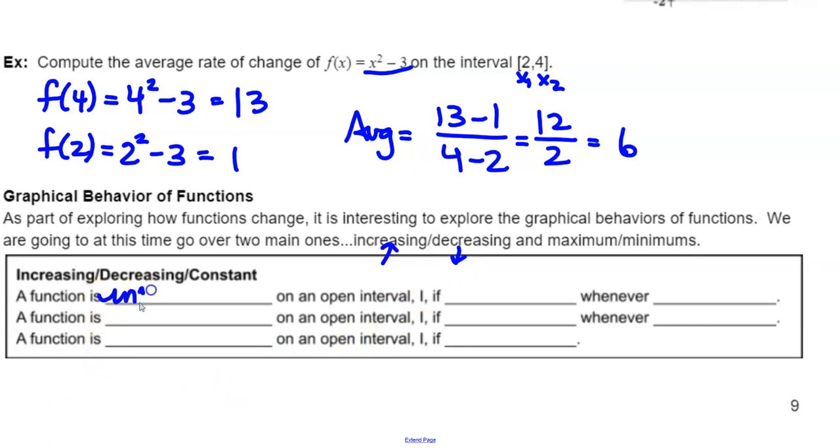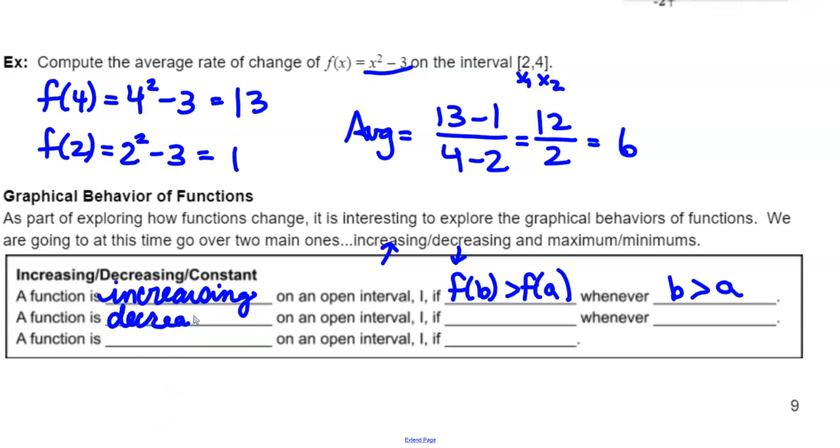Mathematically, in order for something to be increasing on an open interval I, f of b must be greater than f of a whenever b is greater than a. So the y value is bigger than the previous y value as long as b is bigger than a. Okay? A function is decreasing on an open interval I if f of b is less than f of a when b is greater than a.